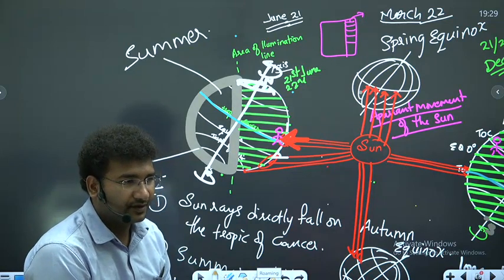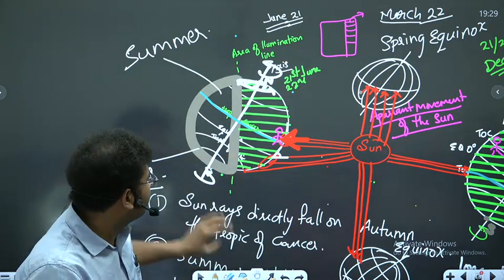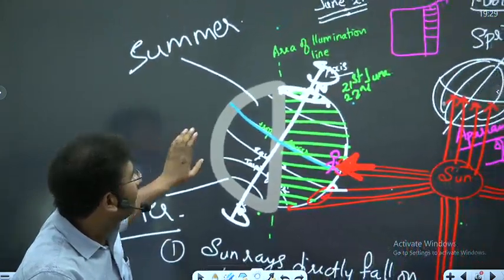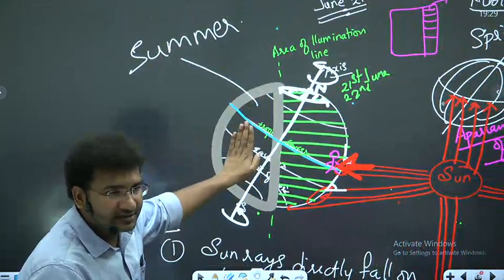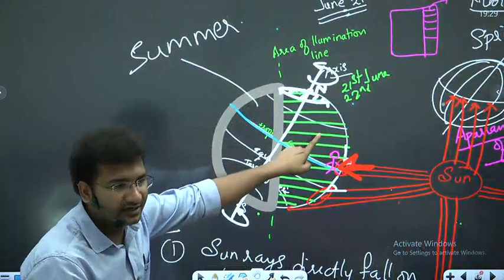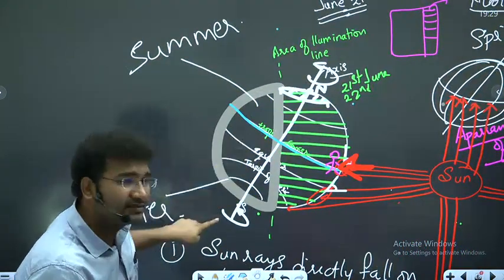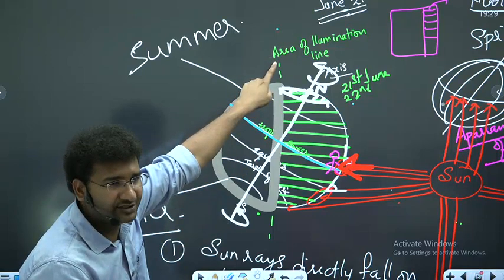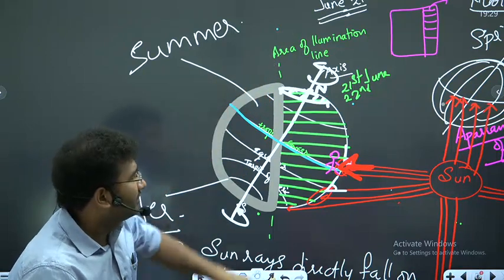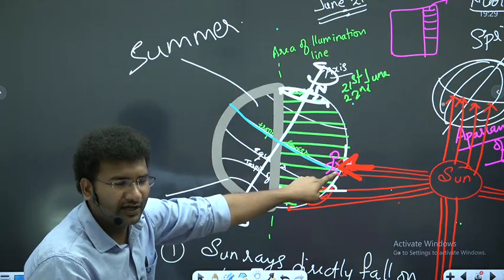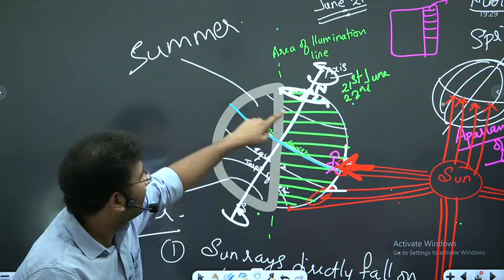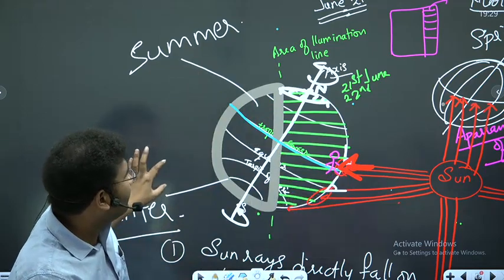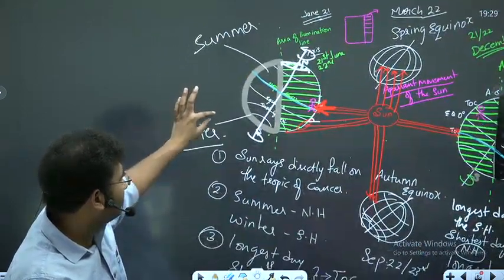Full stop. Now quickly take down this diagram. Only this I want. I want you to show this part of the area is dark and this part of the area is light, and this is the axis and this is the area of illumination, or circle of illumination. Direct sun rays are falling on the Tropic of Cancer, and it is summer in the northern hemisphere, winter in the southern hemisphere. Quickly, 21st of June, you can write this data.